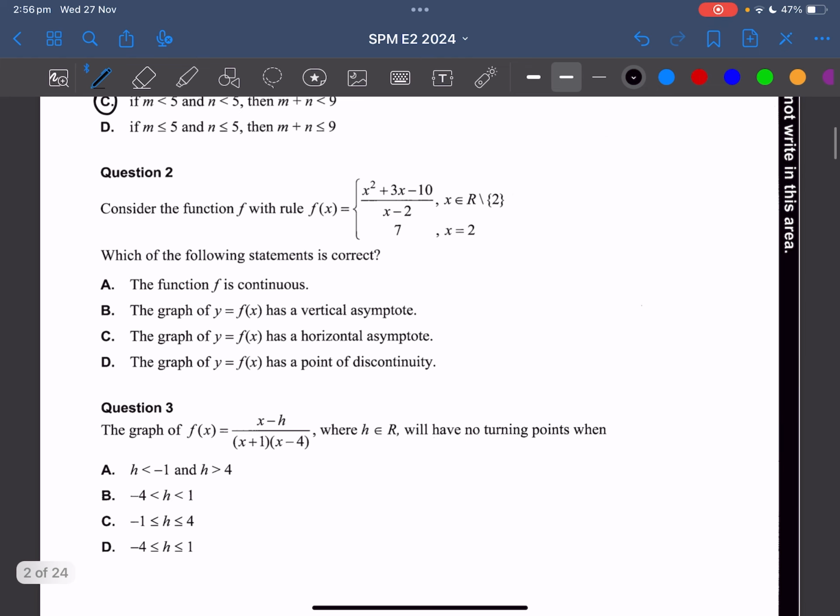Okay, so question 2, consider the function f with the rule f of x equals to this. Which of the following statements is correct? The function f is continuous, has a vertical asymptote, horizontal asymptote, or the graph of y equals f of x has a point of discontinuity. So what I'm going to do is define the function on CAS and we'll go from there.